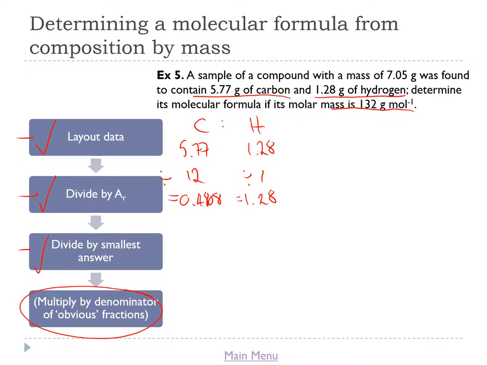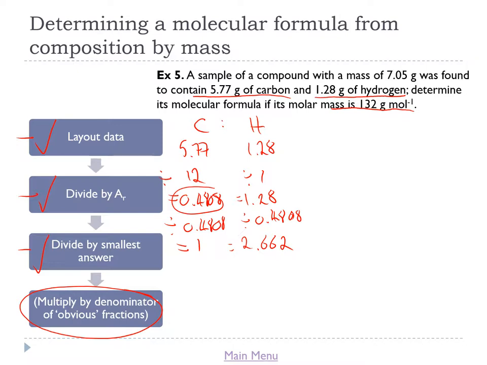The smallest answer is 0.4808. So obviously, if we divide that by 0.4808, we're going to get 1, okay? But we also need to divide 1.28 by 0.4808, okay? And if we do that, we get 2.662. Now that is clearly not a nice simple ratio.